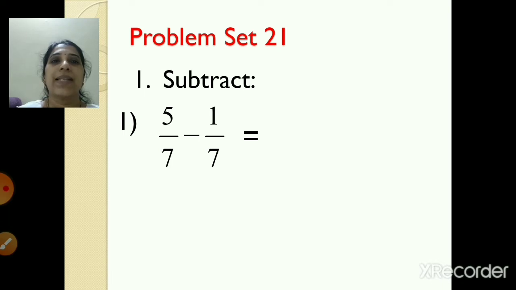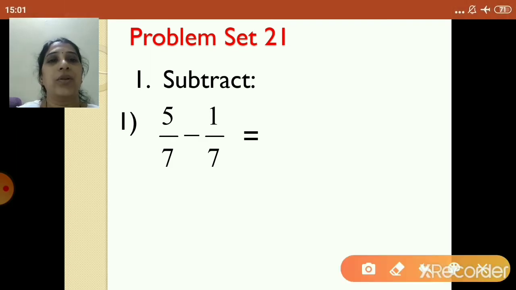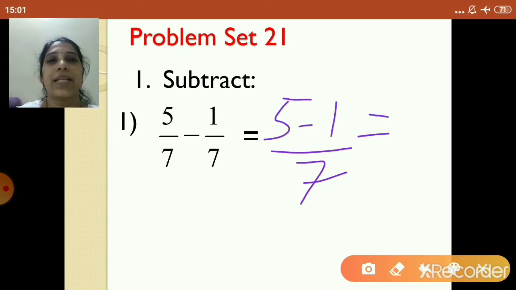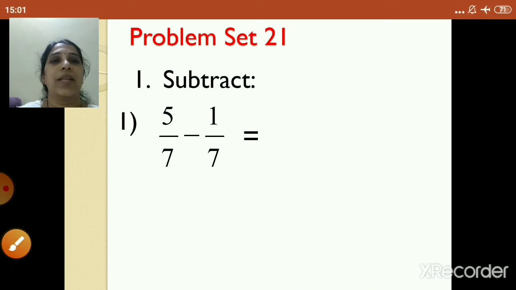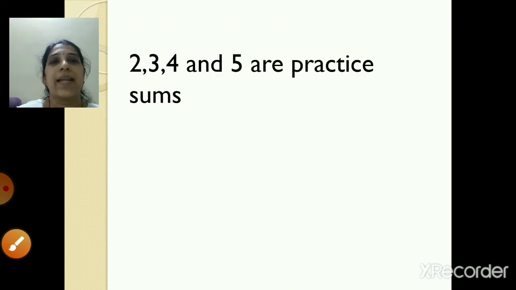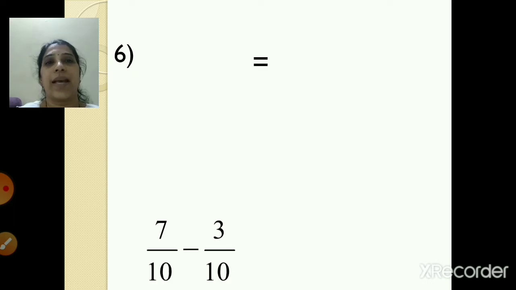So first one is subtraction. 5 upon 7 minus 1 upon 7. So as I had told you, denominator will be common, that is 7, and then 5 minus 1. What is 5 minus 1? It is 4. So you get the answer as 4 upon 7. Let's move to the next one. Now second, third, fourth and fifth, these are practice sums. You are going to do it yourself. So we will move to the sixth one directly.